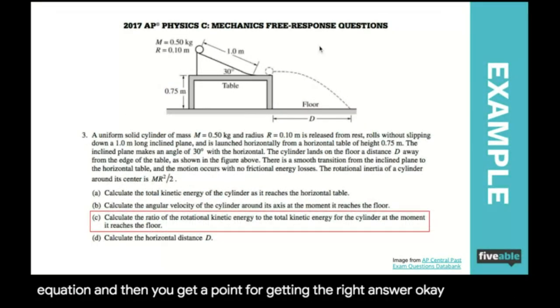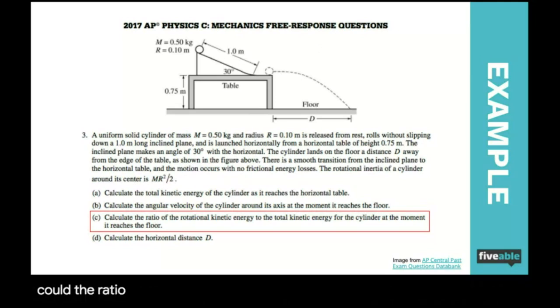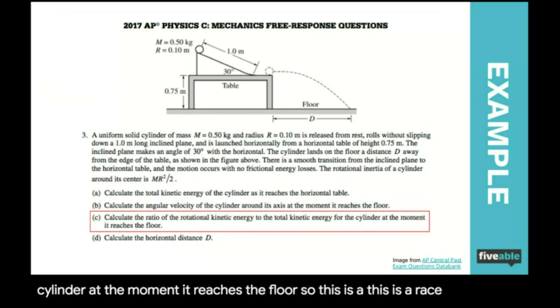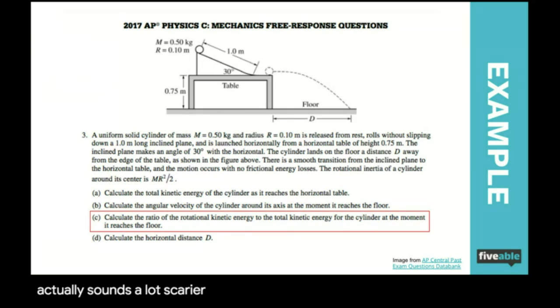Okay, C here. Calculate the ratio of the rotational kinetic energy to the total kinetic energy for the cylinder at the moment it reaches the floor. So this is a ratio. So this actually sounds a lot scarier than it is.